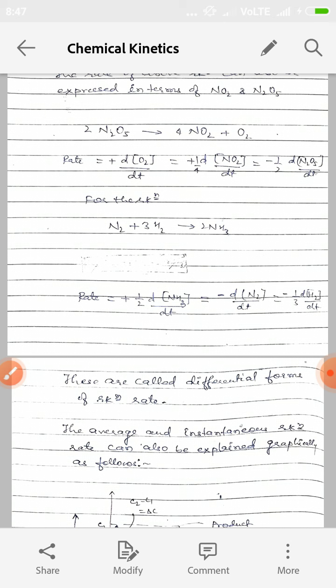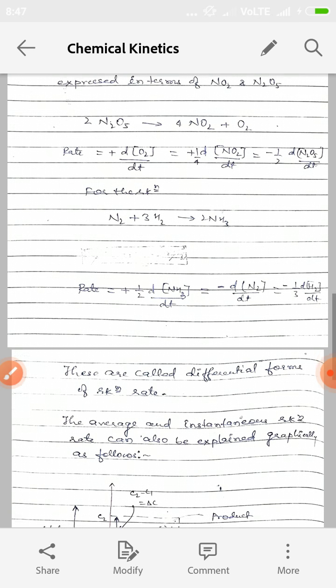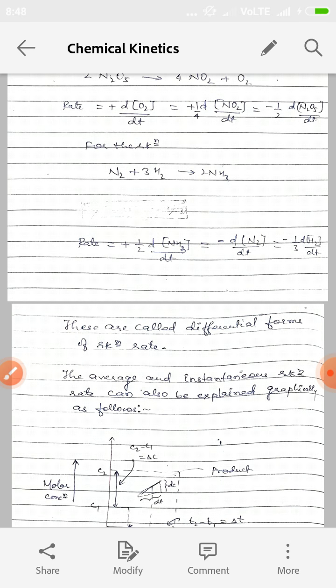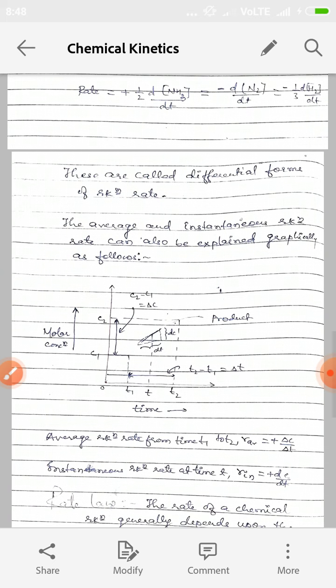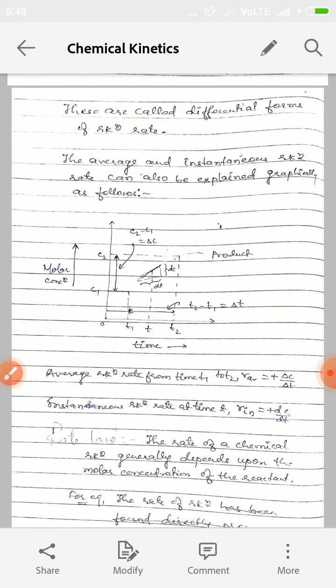For the reaction N2 plus 3H2 gives 2NH3, now the rate is plus 1 by 2 d NH3 by dt equals minus d N2 by dt equals minus 1 by 3 d H2 concentration by dt. These are called the differential forms of reaction rate.